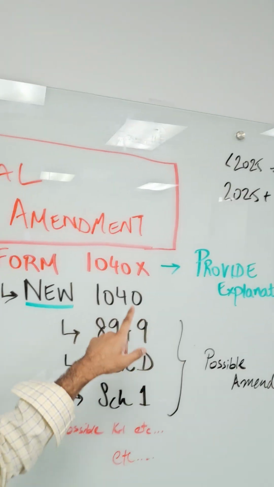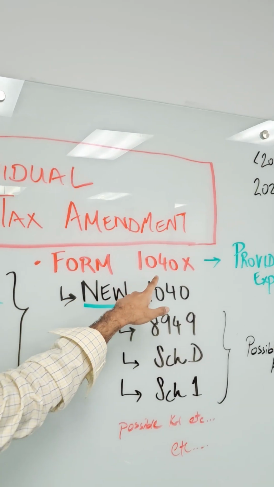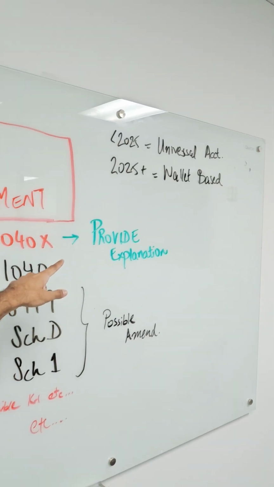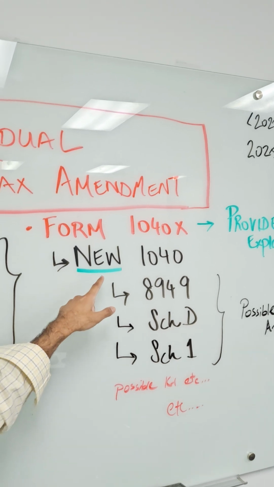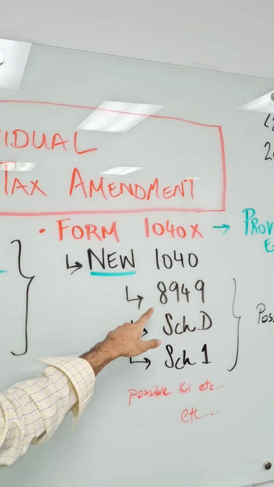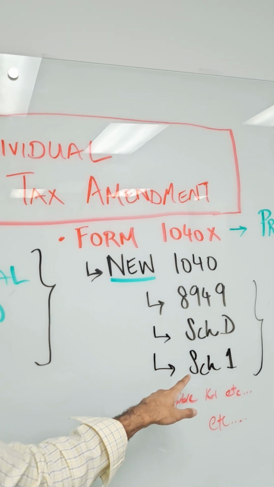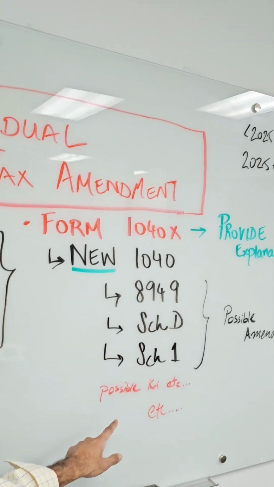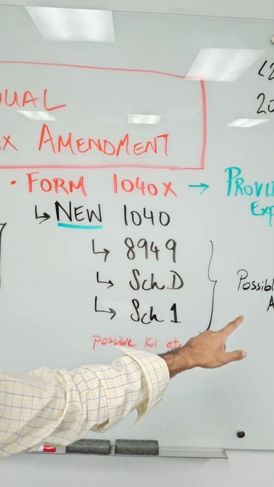But at a minimum, your form 1040X, which is a summary form providing the explanation of what has been amended, all right? And along with that, you're sending the new 1040, the new 8949 form, the new Schedule D, the new Schedule 1, if applicable, and new K1s, if you receive them. Those are the possible things that you're amending.